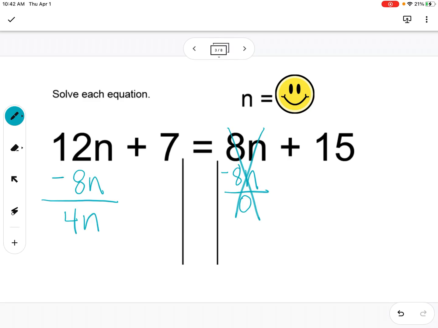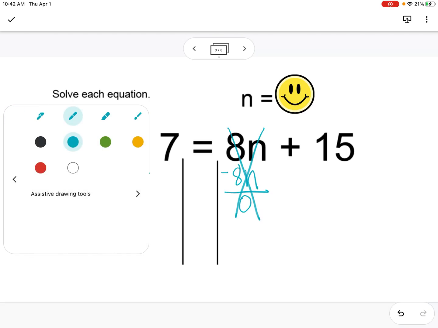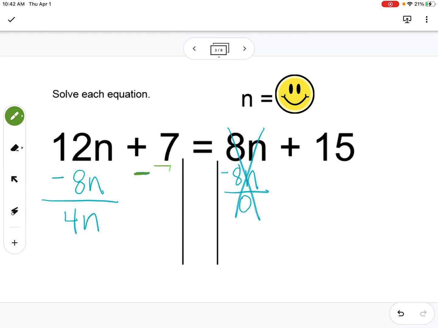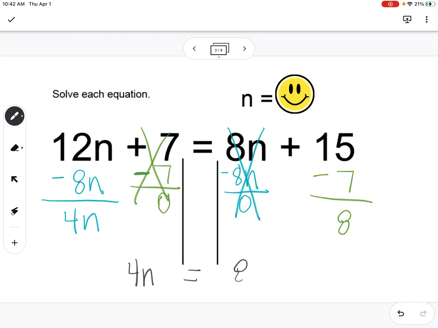At this time, I still have a number over here without a variable. I've gotten rid of my variable on this side, so all I have left is my 15. So I'm going to think, if I have 7, how do I get rid of 7? I'll change my color. I'm subtracting 7. 7 minus 7 is 0. Do it on that side, do it on the other. So I've got rid of that. And I know that 15 take away 7 is 8. So now if I rewrite this, I'm left with 4n equals 8.